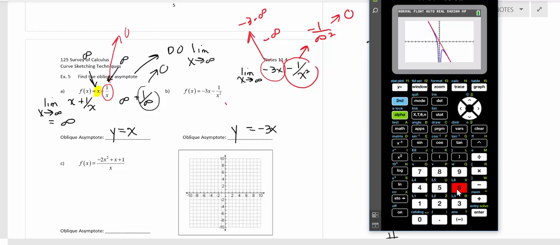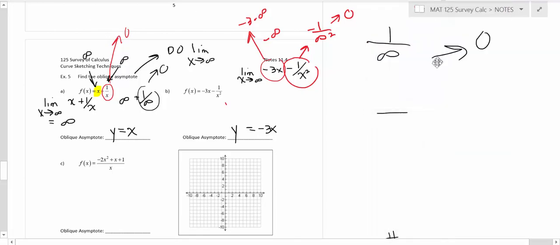It'll never touch it. If you zoomed in on a little piece of the calculator there, those things would be almost touching each other, but they never do. They just get closer the further out you go. Does that make sense? Okay, these problems are pretty easy to do. You can do these first two in your head, actually.